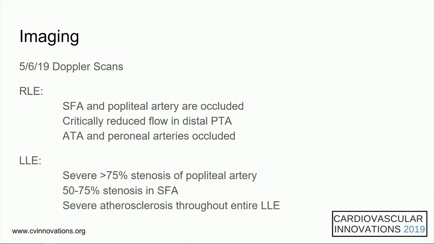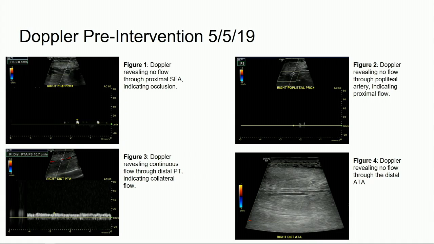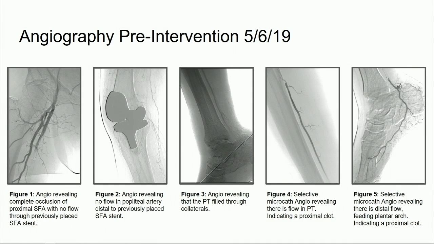In the left extremity, there was stenosis in the popliteal, stenosis in the SFA, and atherosclerosis in the entire extremity. As you can see in this image, the first two show that there's absolutely no flow in the proximal SFA or the popliteal artery, and very minimal flow beyond that. And then we decided to take him to the cath lab and do angiography.